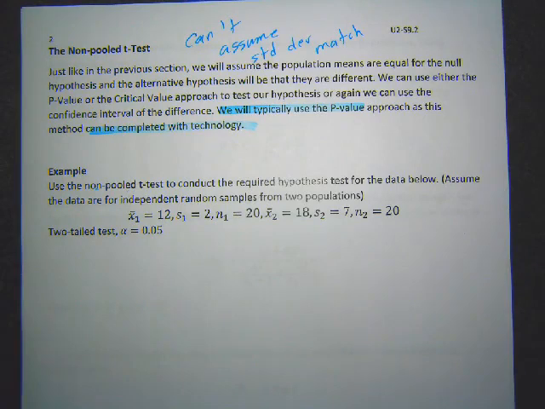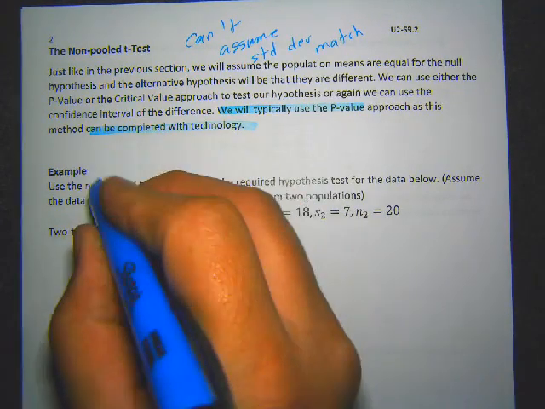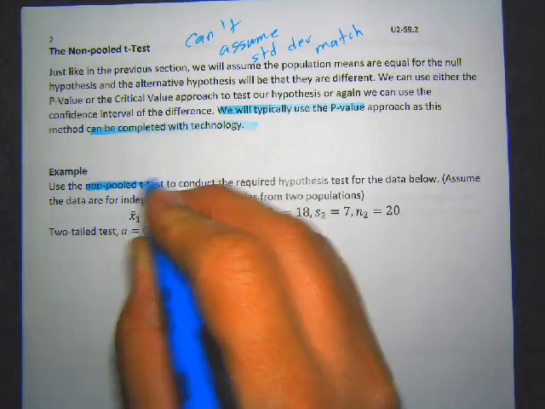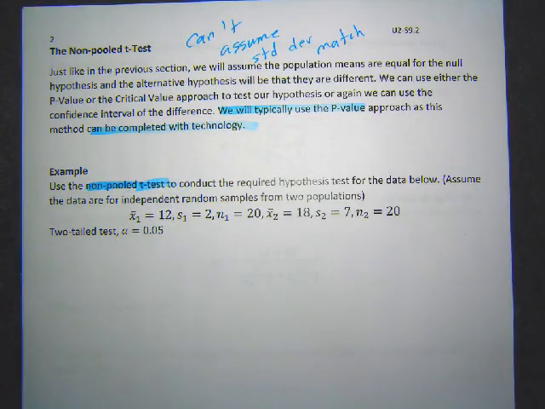And so this first case is where we have two sets of data. There's no relation to make us assume that the spread matches. And so then what we're going to do is a non-pooled t-test to check and see if the populations match.